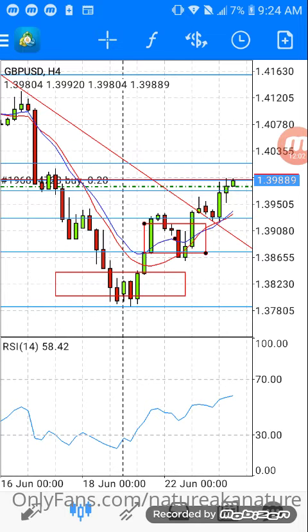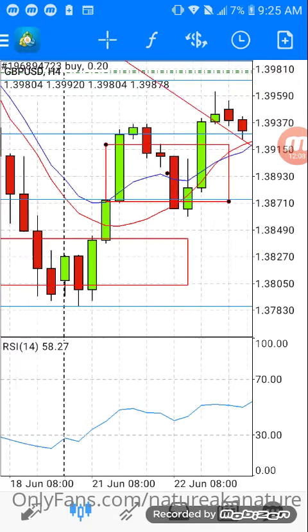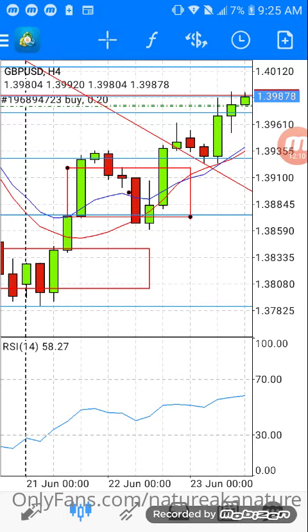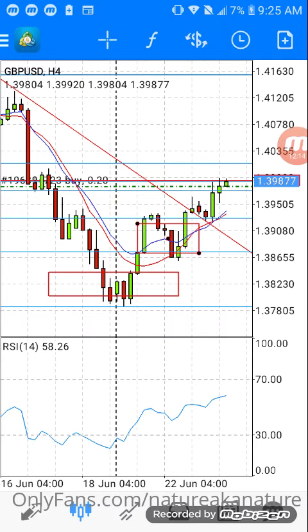Price consolidated, finally broke the box, boom, get in. Alright, price was consolidating right here, finally broke the box, boom, get in. Alright, same here, consolidation, price broke the box, get in, boom, you're in profit.